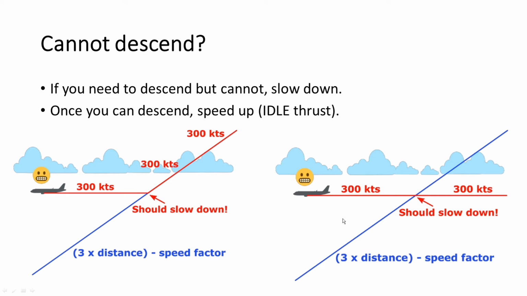The same if you're flying level, and initially you fly below your profile, but at some point you cross the point where you should start to descend to remain on profile. But if you don't slow down, then if you keep the same speed, you will get trouble later. You will get high on energy.